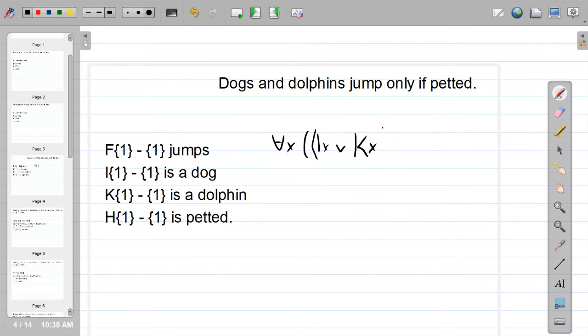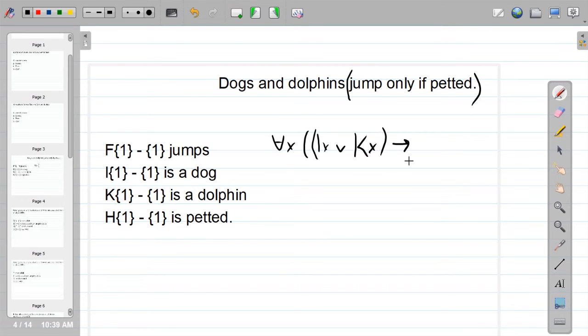And it's very tempting to say "and" because there's an "and" in that sentence, right? This is something you'll just have to remember, not to make this mistake, basically. Okay, so if something is a dog or a dolphin, then they have some property. So there's our antecedent. Then they have what property? They have the property of jumping only if petted.